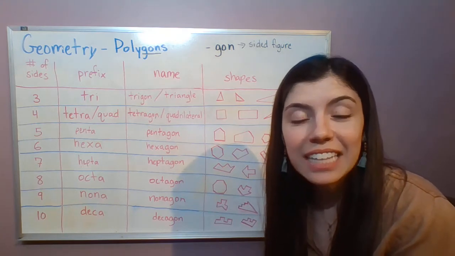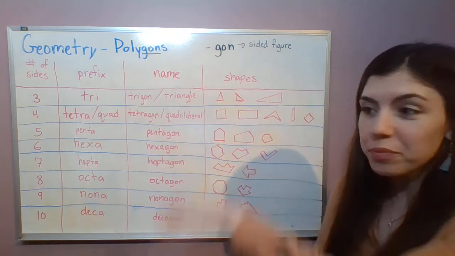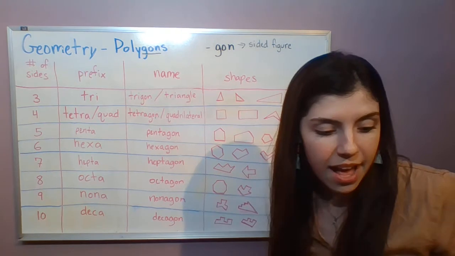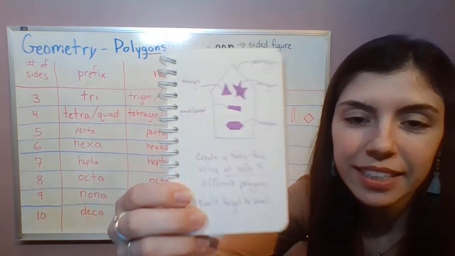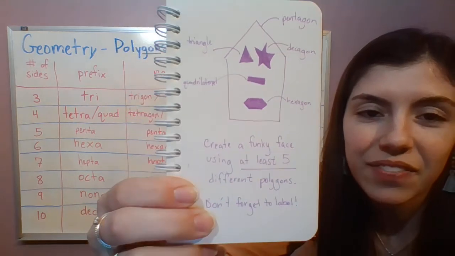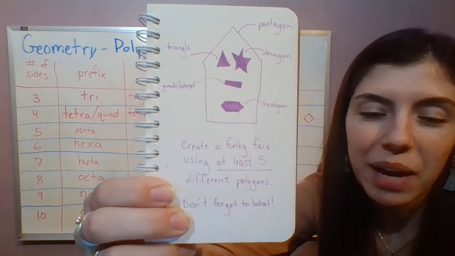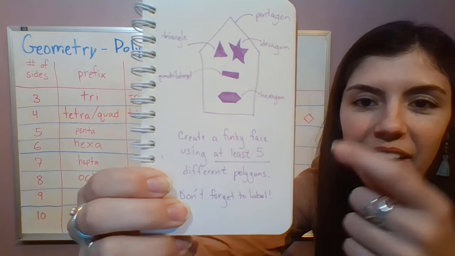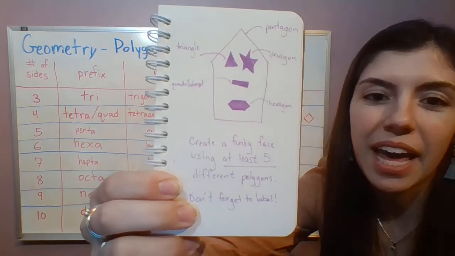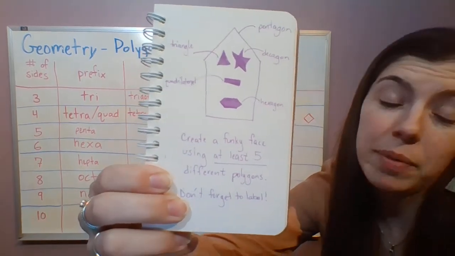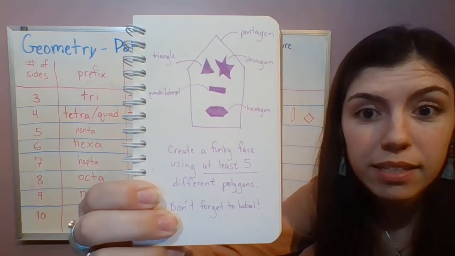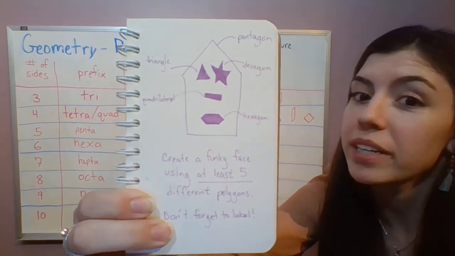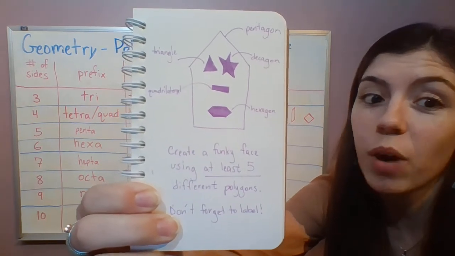So I, as always, have a little challenge for you. Once you take these notes, go ahead and create a funky face. Make sure to label it. You need at least 5 of these shapes. This is my little funky face. You see I have them all labeled. They can be any ones that you want, some that you maybe already knew, like the triangle, and maybe some new ones. And maybe some ones you knew already, like the square and the rectangle, but you didn't know that their name was a quadrilateral.